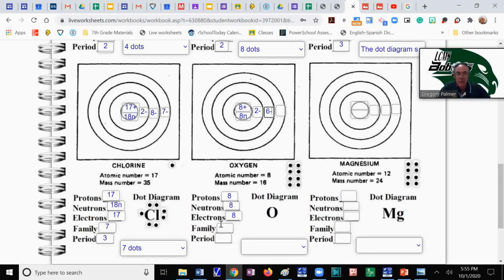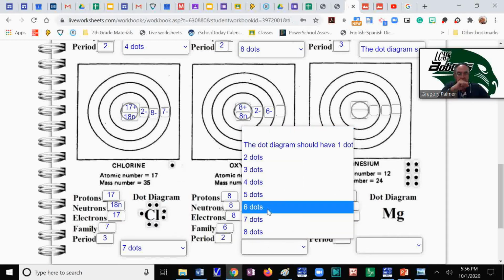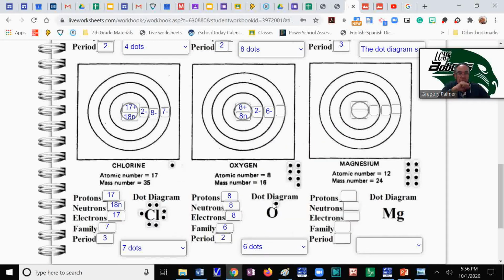6 valence electrons tell us this is in family 6. 2 energy levels tells us it's on period 2. Family 6 tells us it should have 6 dots in the dot diagram. We can go in and pop them in.